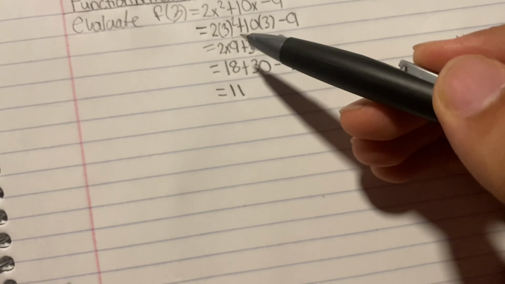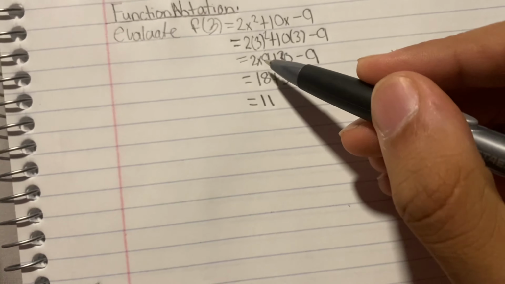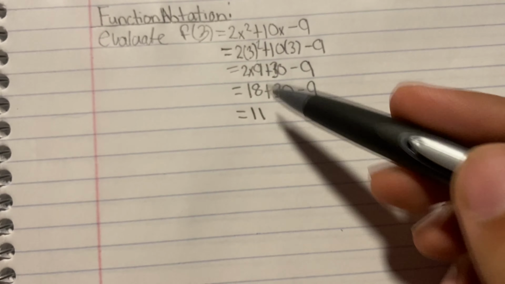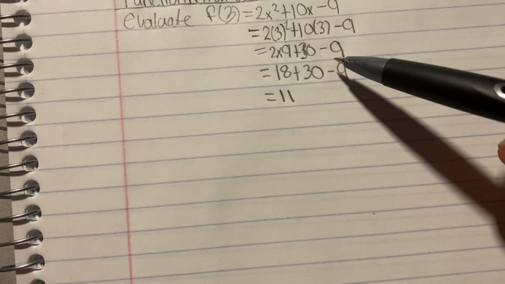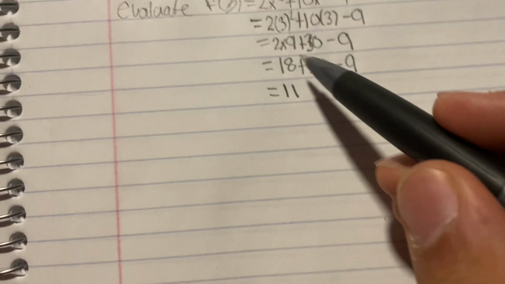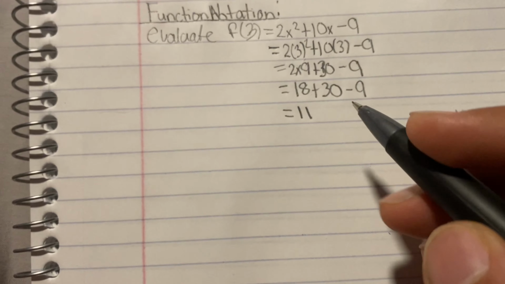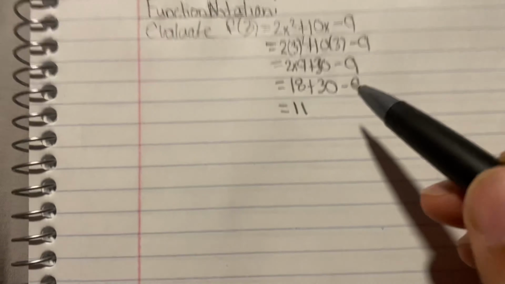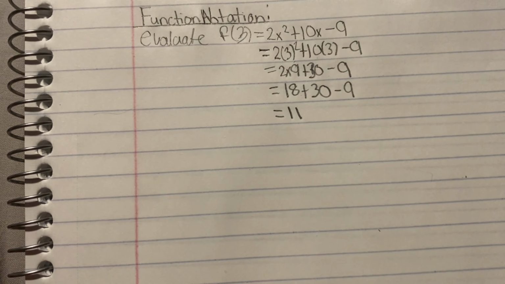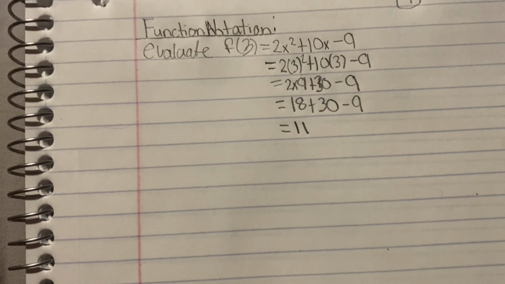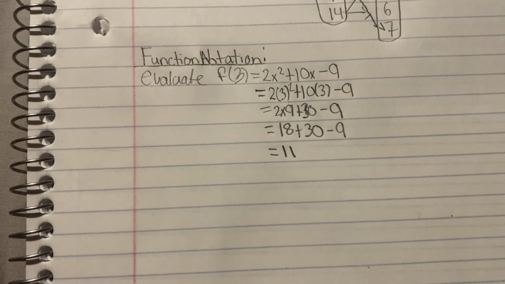Once you input the 3's, you do 3 to the power of 2, which would give you 9. And because of the brackets, that just means you would be multiplying the numbers. So you would multiply 10 by 3, which would give you 30. And the subtracted by 9 would just stay as is. Next, you do 2 times 9, which would give you 18. And then the 30 would remain, and the subtracted by 9 would remain, which would give you the total of 11. And therefore, the output of this function when x equals 3 is 11.